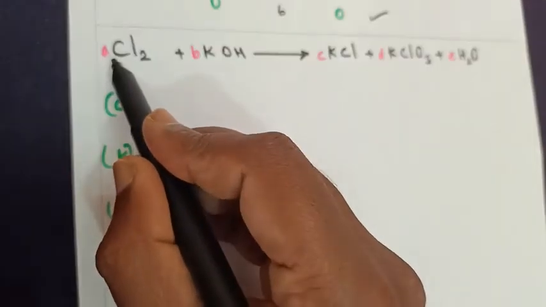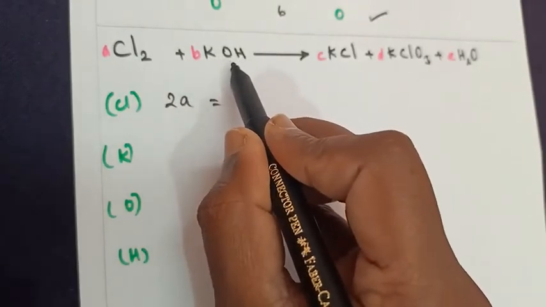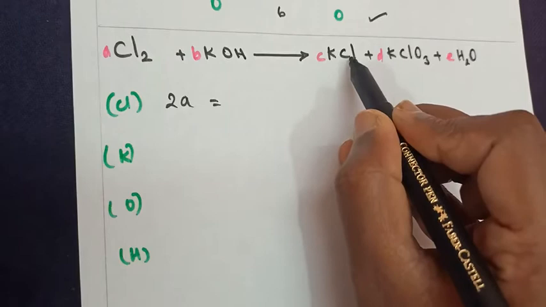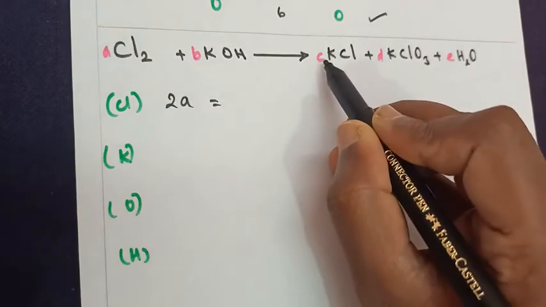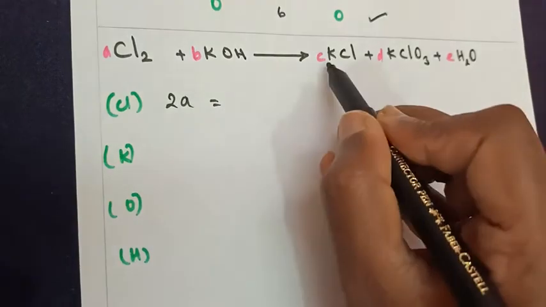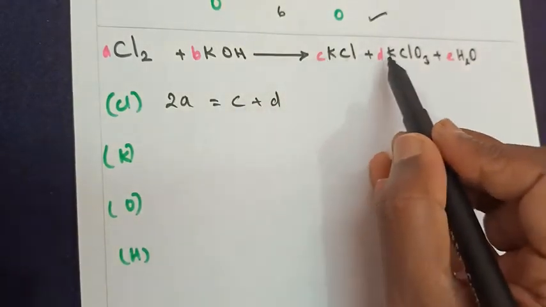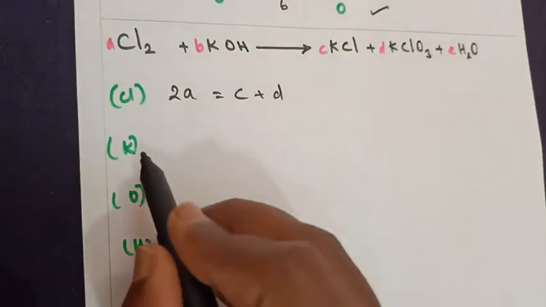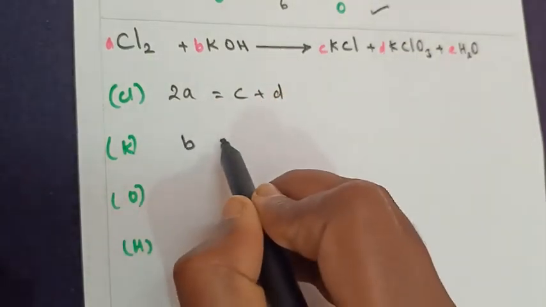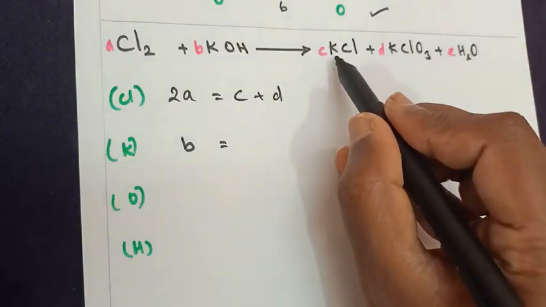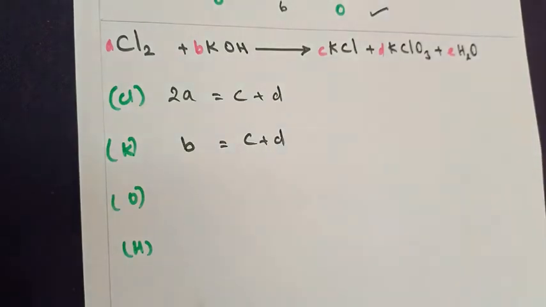How many times chlorine we've got here? 2 times. So 2A is equal to, do we have chlorine anywhere? No. How many times chlorine we've got? 1 time here and 1 time here. Remember, D is common for all the 3 elements. C is common for all the 2 elements. So we write it in terms of C plus D, meaning 1 time in C and 1 time in D chlorine is present. Let's move with the potassium. How many times potassium we've got here? Only 1 time. So B is equal to, here again how many times potassium we've got? In C and in D. So we will write here again C plus D.